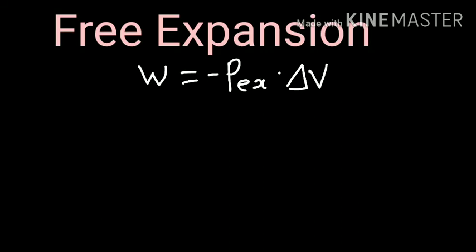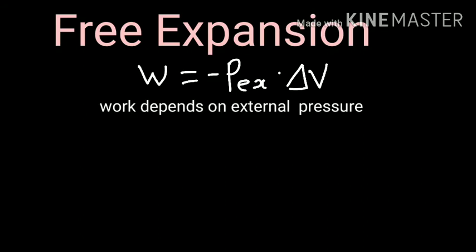W is equal to minus external pressure product change in the volume, that is W is equal to minus PEX product delta V. This equation indicates that the work depends on the external pressure. So the external pressure is the opposing force, and according to free expansion, we are considering a zero opposing force. So the value PEX is now going to be equal to 0.